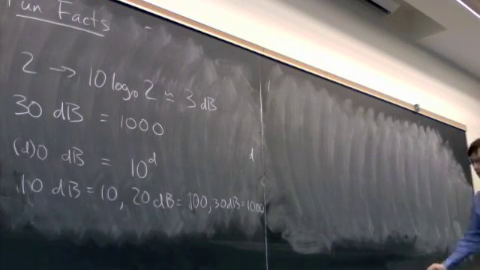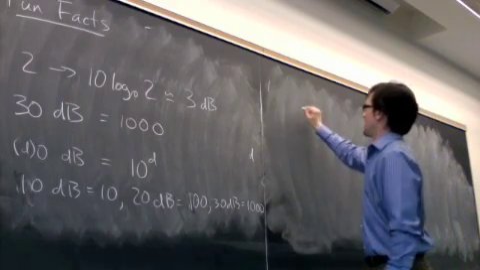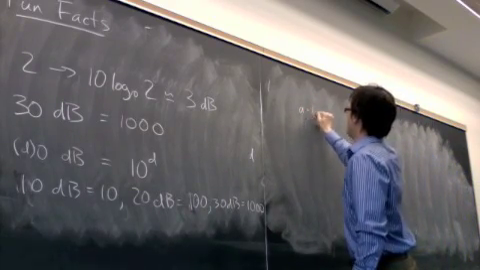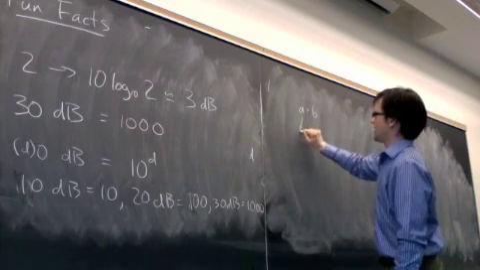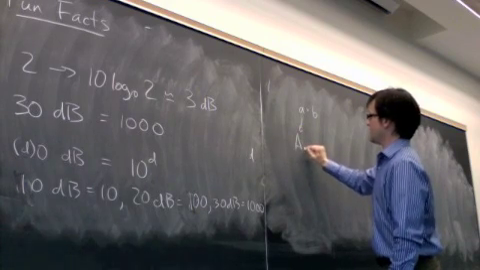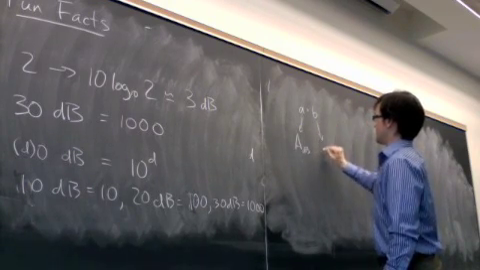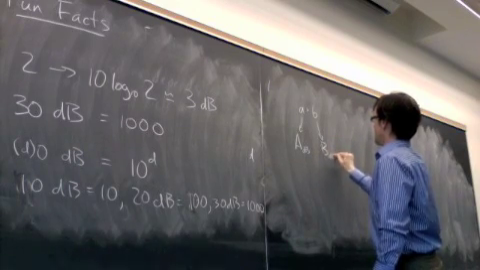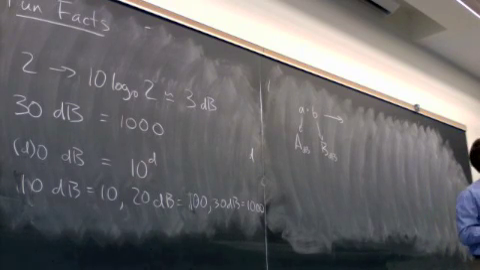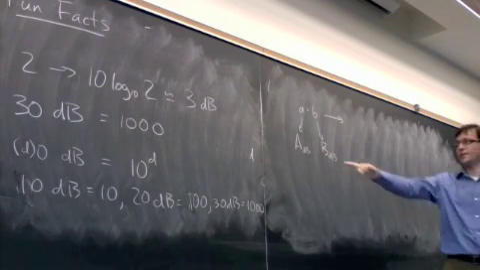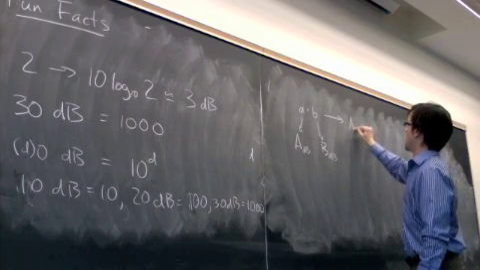Just one other thing to notice. If I have A times B, and A in decibels is A sub dB, and B in decibels is B sub dB, then if I were to convert A times B to decibels, what would I do? A dB plus B dB.